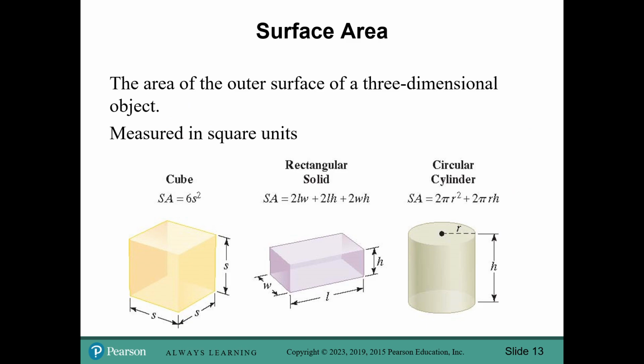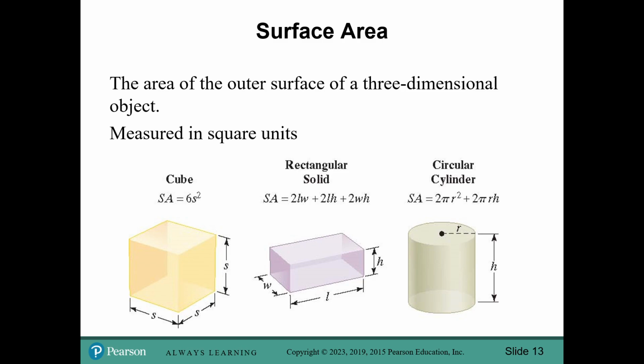All right, surface area. The area of the outer surface of a 3-dimensional object measured in square units. Okay. Now, surface area tends to give people a fit. Okay. Surface area is different than volume. Surface area is made up of the area of each of the faces or figures that make up the actual object itself. Okay, so if we look at a cube, it is made up of squares.